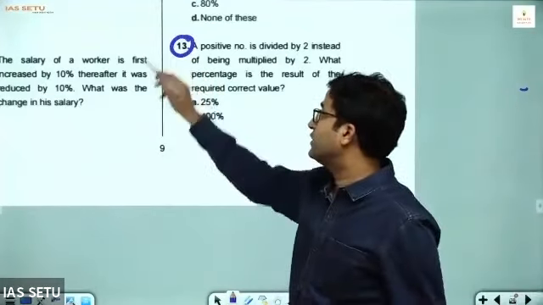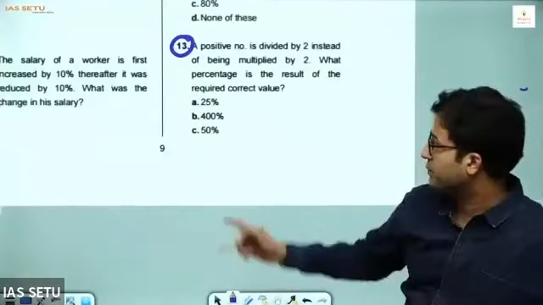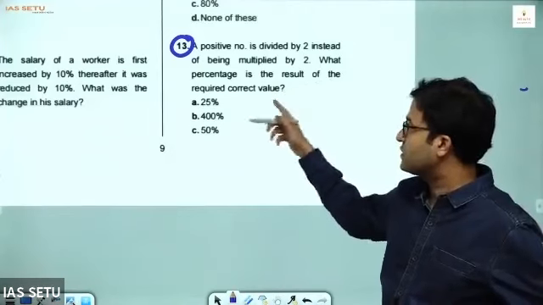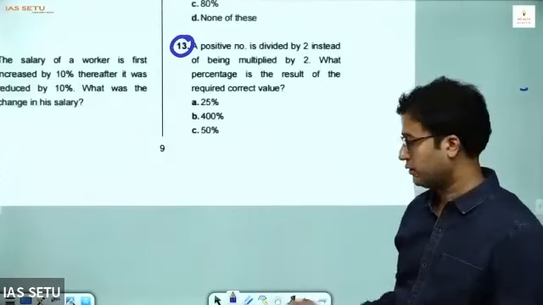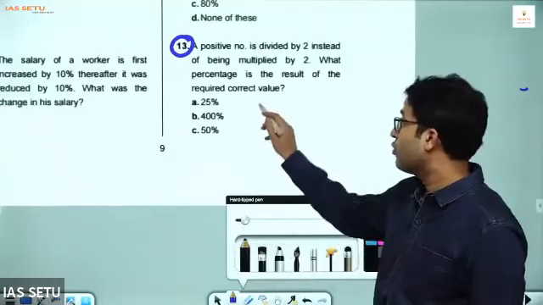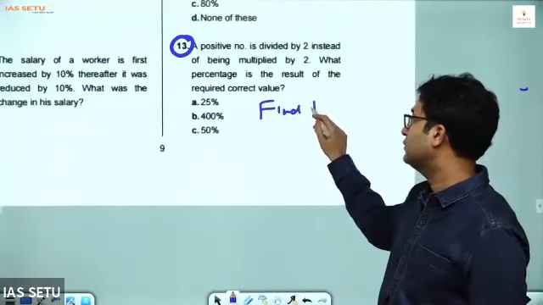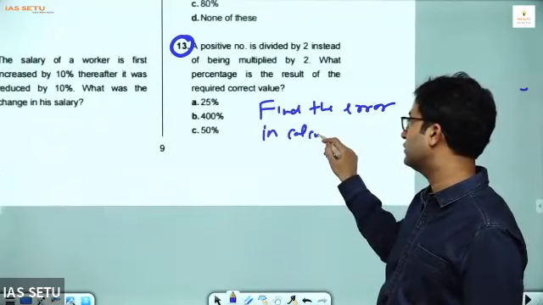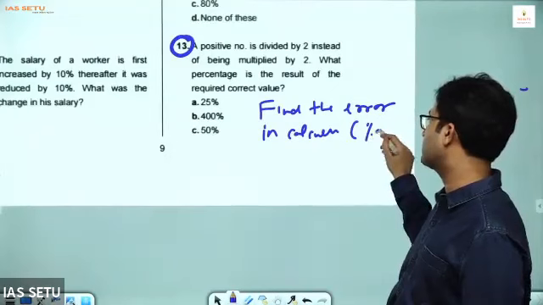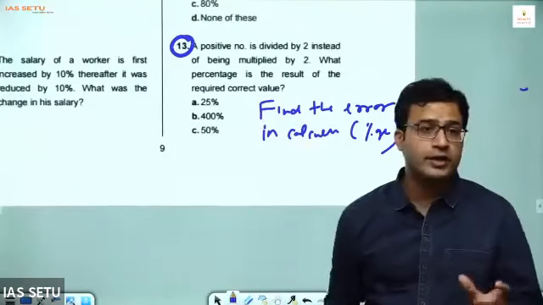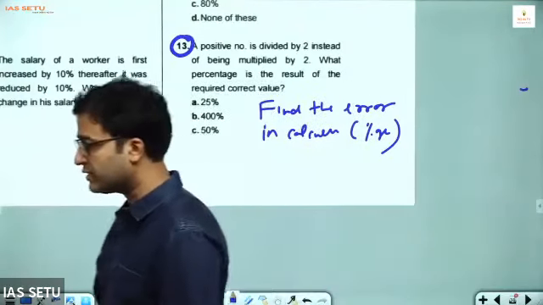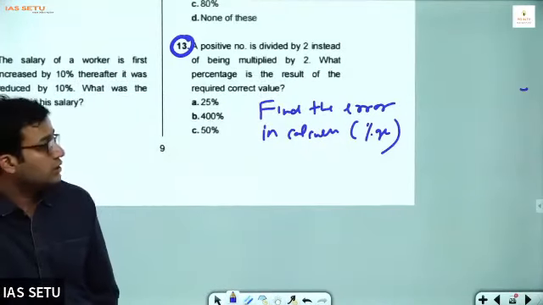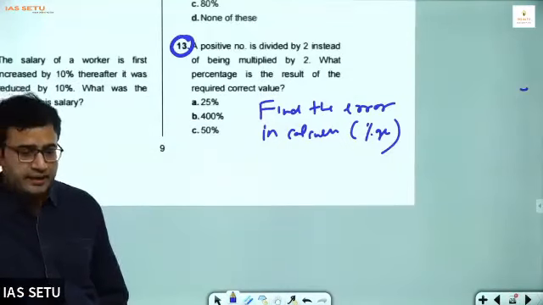So in question number 13, you had one more statement, even in 14 also. They will ask what percent is the result of the required value, and one more thing: find the error in calculation in terms of percentage. We have to find the error in our calculation in terms of percentage. I will tell you what this error part is.